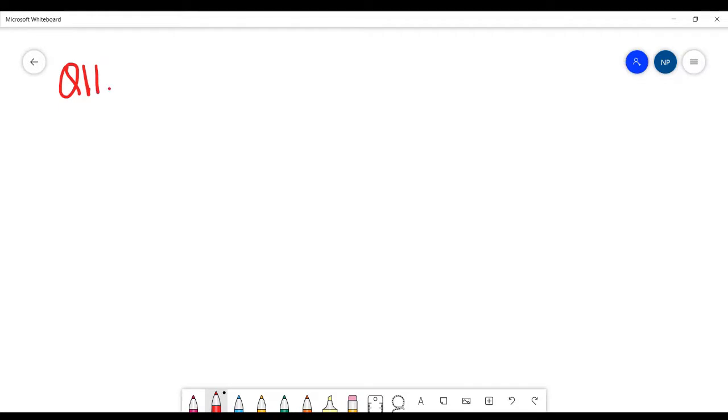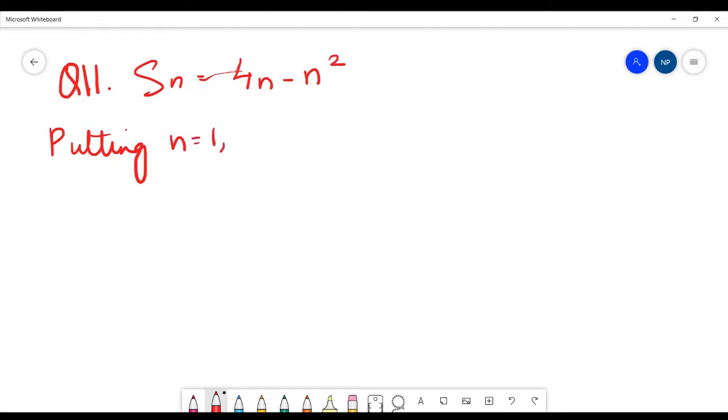Question number 11 says, if the sum of the first n terms of an AP is 4n minus n square, what is the first term, that is S1? What is the sum of the first two terms? What is the second term? Similarly, find the third and 10th and the nth terms. So here in the question it is given Sn as 4n minus n square. Again we are going to take the assumption, putting n is equals to 1, 2, 3 and so on.